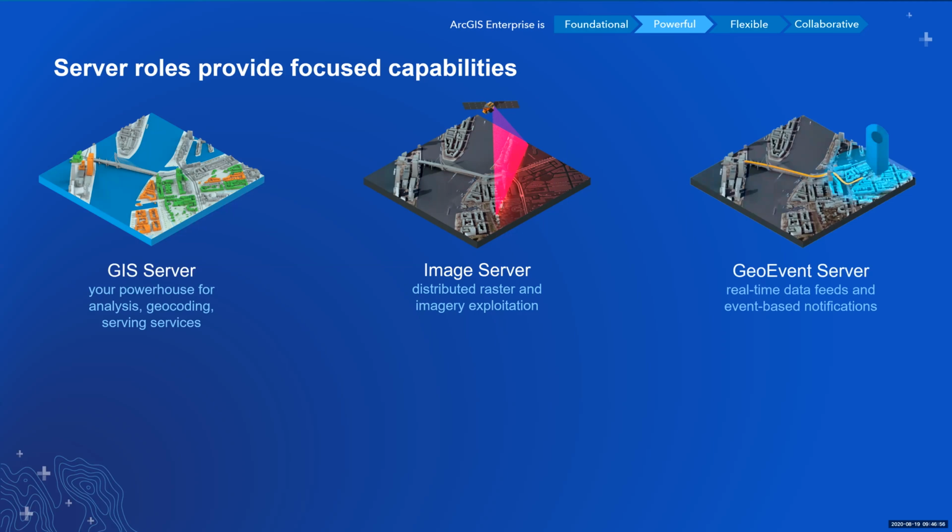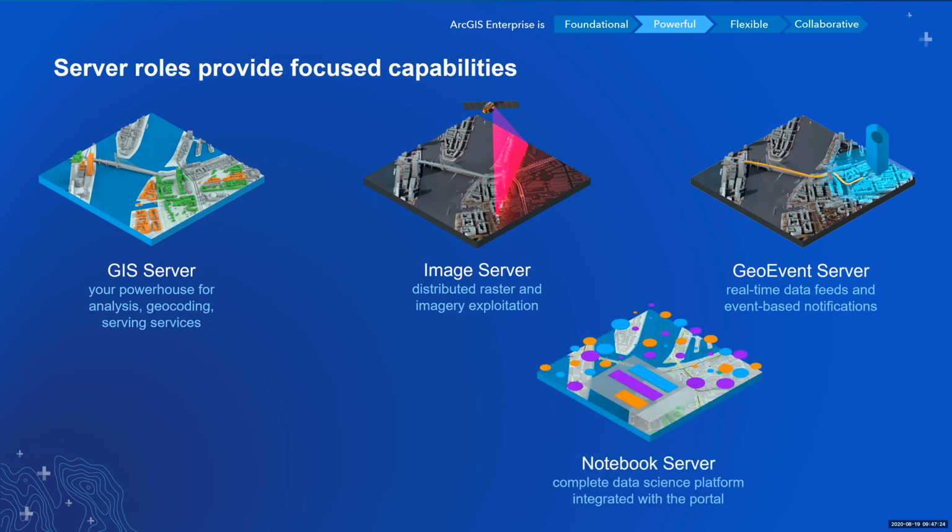The GeoEvent Server role is one that allows you to ingest real-time data, like notifications from AVL systems, or from a gunshot spotter, or lightning strikes. Image Server I didn't really talk about much, but it is extremely powerful, and it really allows you to serve massive amounts of raster data in an enterprise environment and have it perform really well. It also comes with a variety of tools for analysis and exploration.